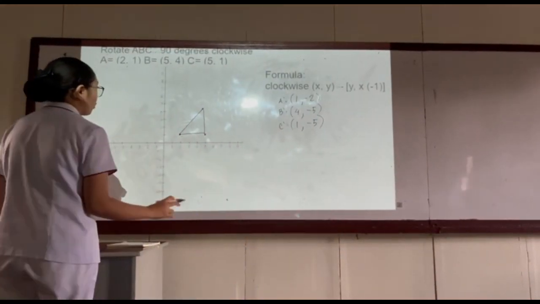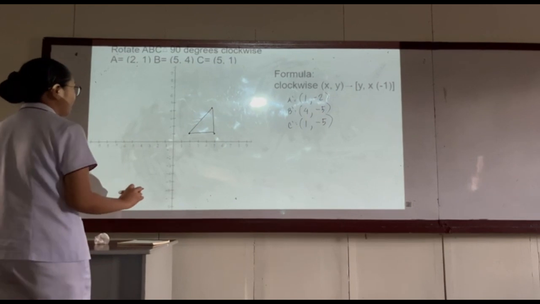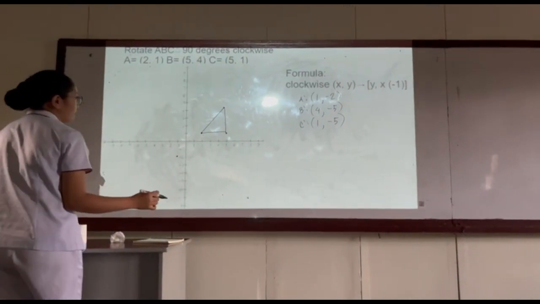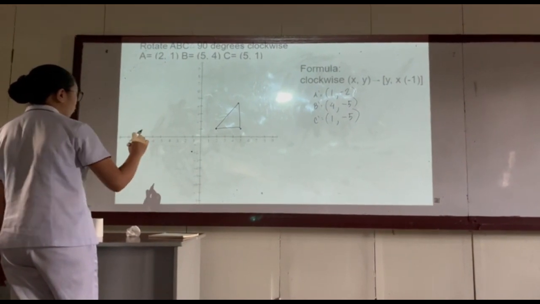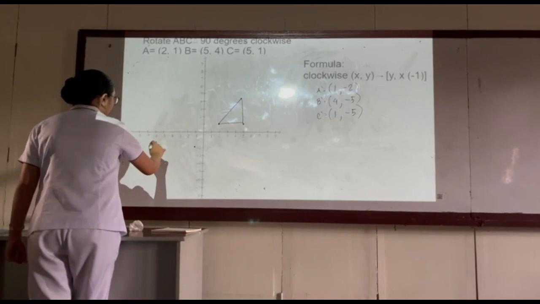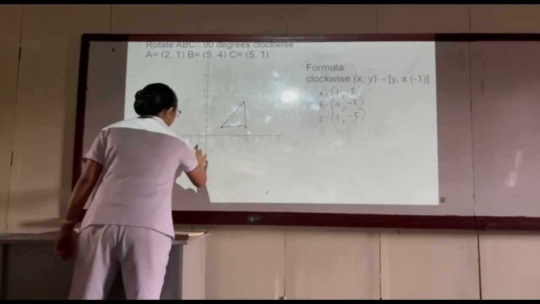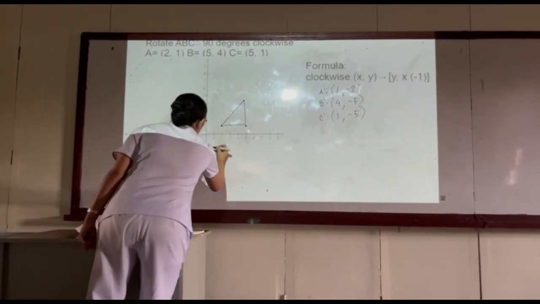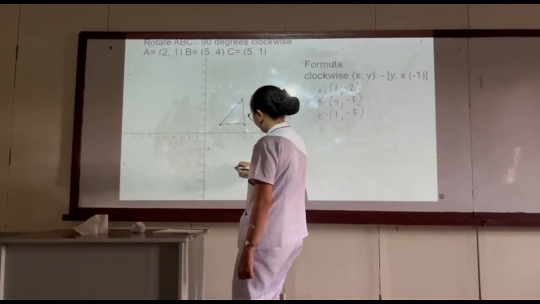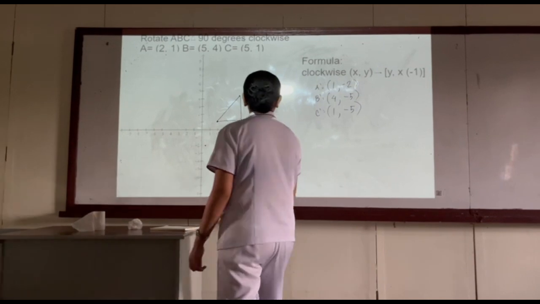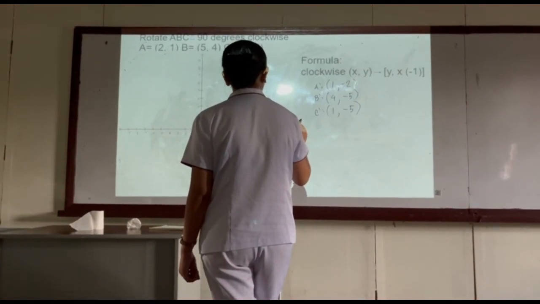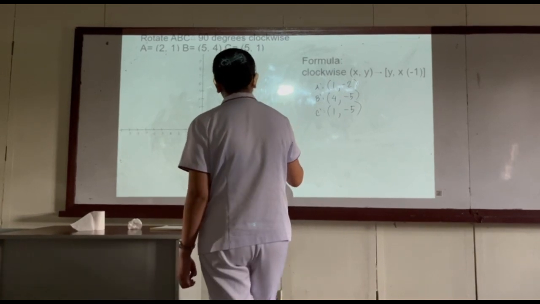Now let's plot them on the graph. So for A, right, we have 1 and -2, right? And B is 4 and -5. And lastly, we have C is 1 and 5.